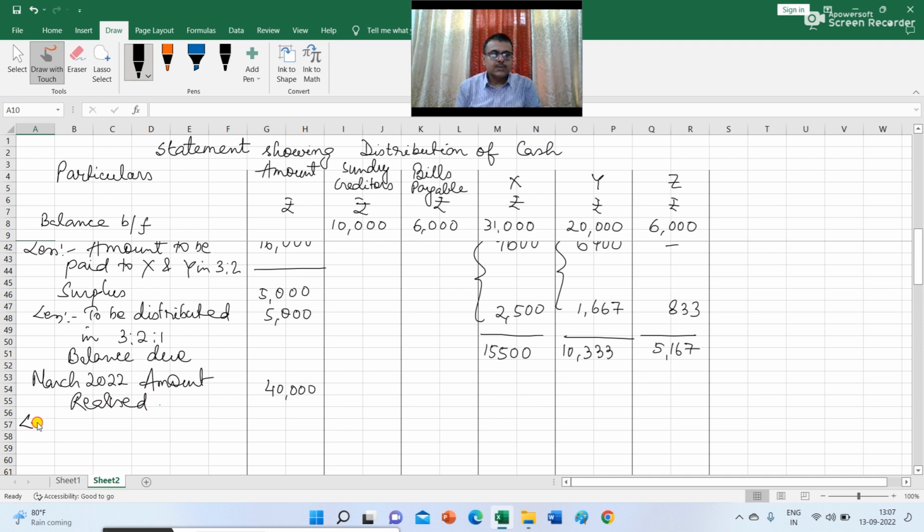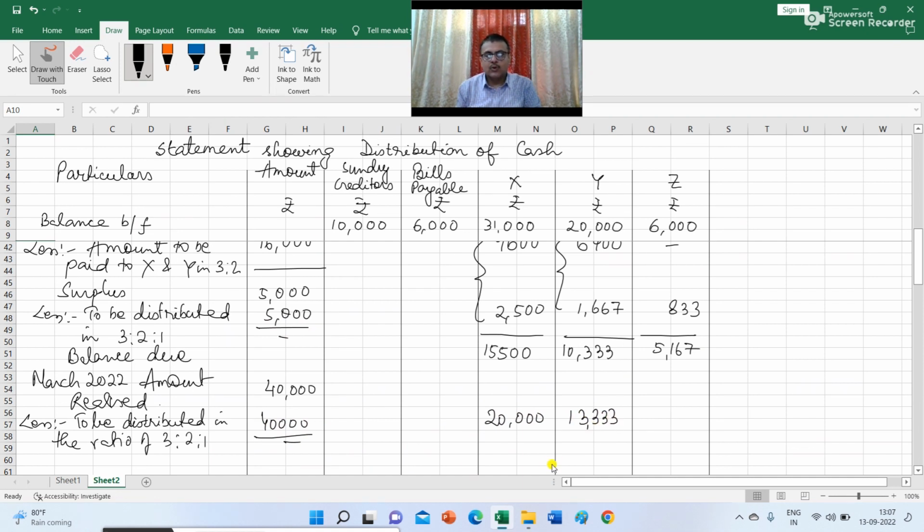Now this amount of 40,000 will be paid to X, Y and Z in the ratio of 3 is to 2 is to 1. So less to be distributed in the ratio of 3:2:1. So 40,000 here we have reduced, and from this 40,000, 20,000 will be paid to X, 13,333 is the amount paid to Y, and 6,667 is the amount paid to Z.